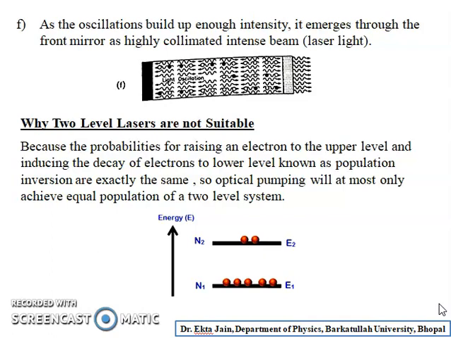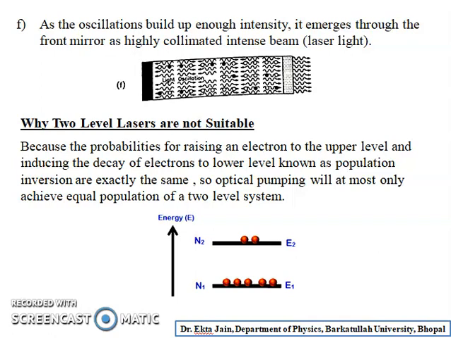Here we can see that the probabilities of raising an electron to the upper level and inducing the decay of electrons to the lower level are exactly the same. So, optical pumping will almost only achieve equal population of the two levels. This is why two-level lasers are not suitable for the optical amplification, which is essential for the laser principle.